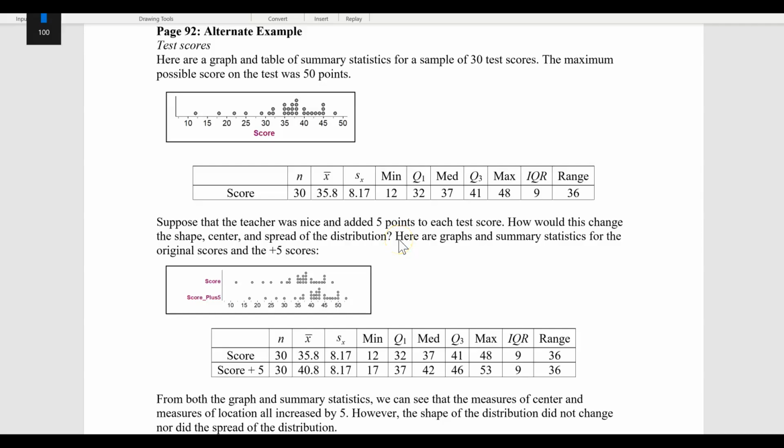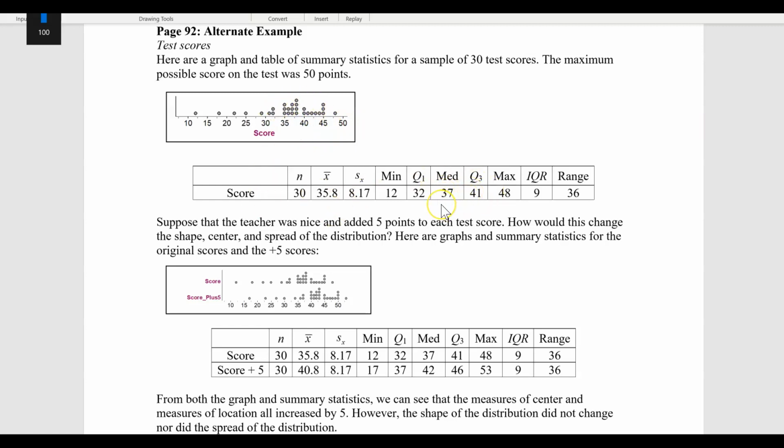So the next thing I want to look at with you is what we would call linear transformation. And I want to think about the effects of that. So here you have a group of test scores. There's 30 test scores. You see 30 dots here. Looks like the highest possible score is a 50. So we could talk about the center, shape, and spread, but we have all of the statistics here.